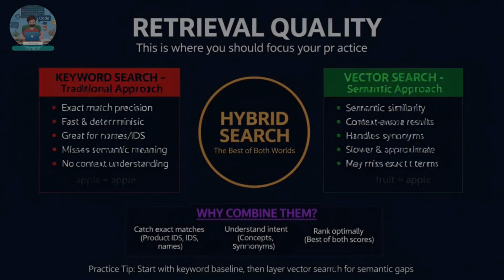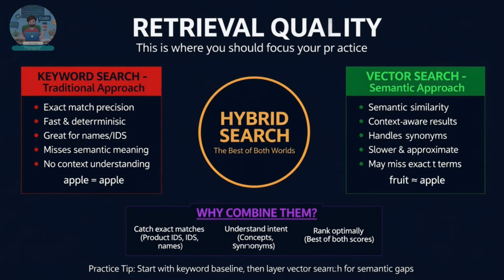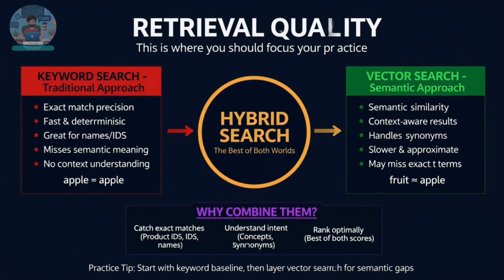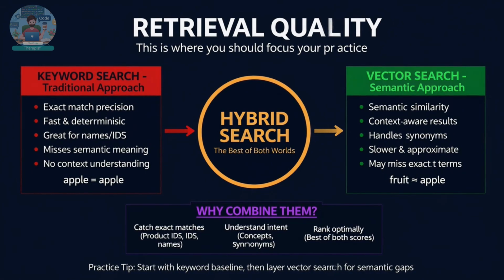First, hybrid search. This combines traditional keyword search with vector search. Why does this matter? Because sometimes users search for very specific things, like a product code or an error ID. Vector search might miss that. Keyword search won't. Using both together gives you the best of both worlds.